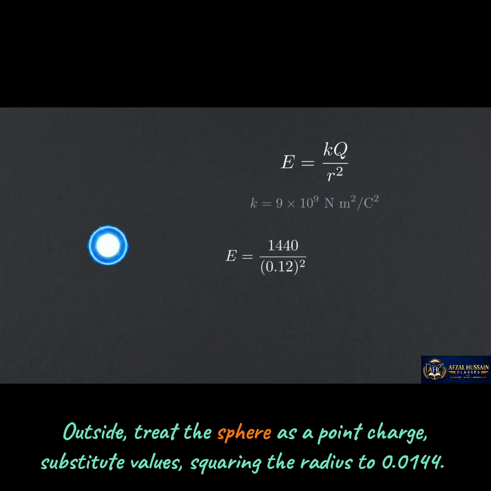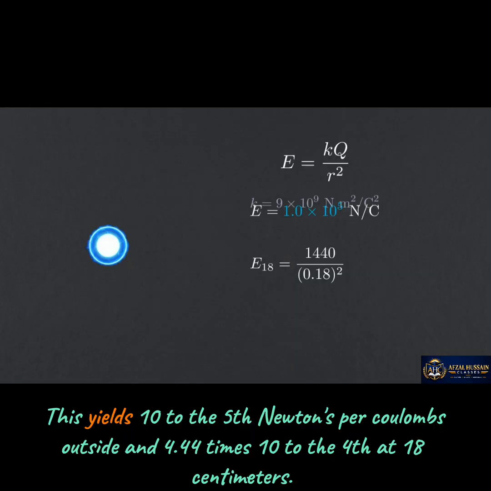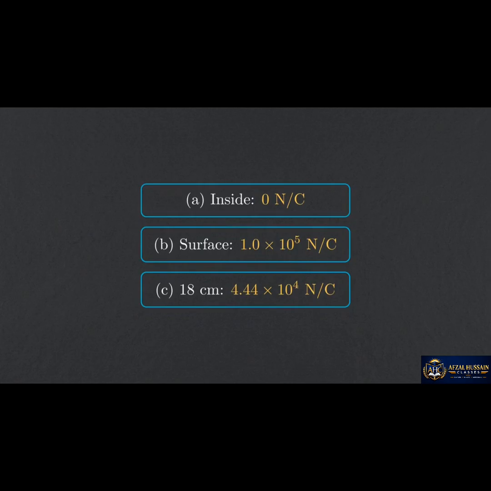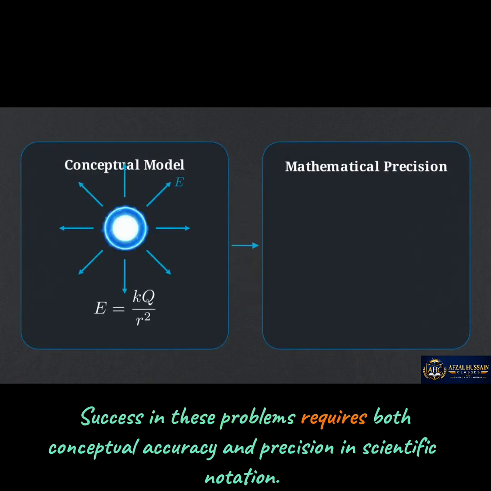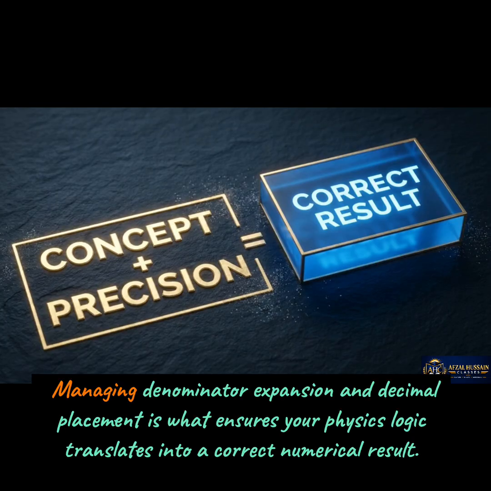Outside, treat the sphere as a point charge. Substitute values, squaring the radius to 0.0144. This yields 10 to the 5th newtons per coulomb outside and 4.44 times 10 to the 4th at 18 centimeters. Success in these problems requires both conceptual accuracy and precision in scientific notation. Managing denominator expansion and decimal placement is what ensures your physics logic translates into a correct numerical result.